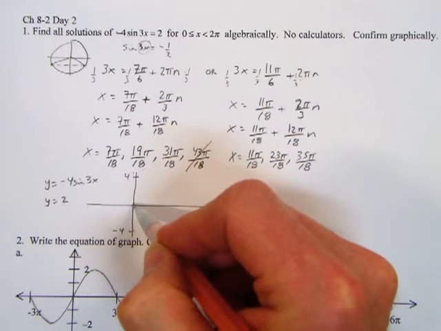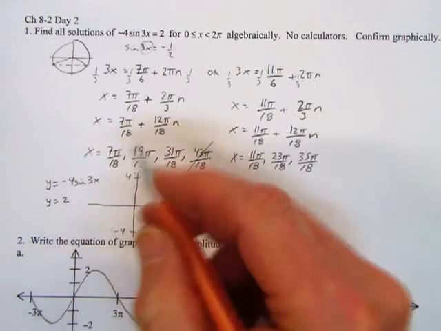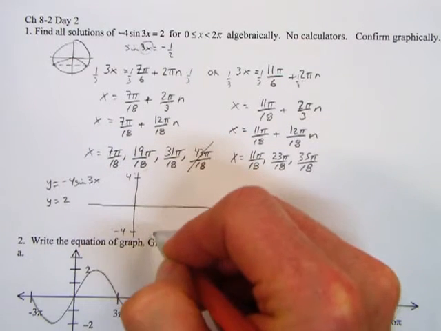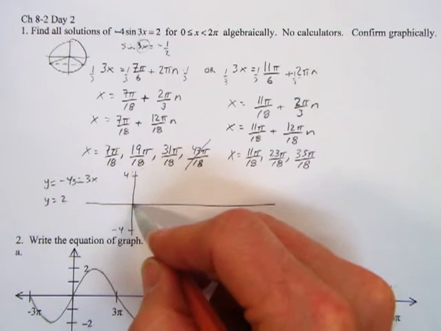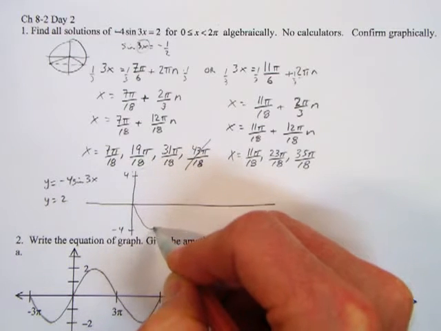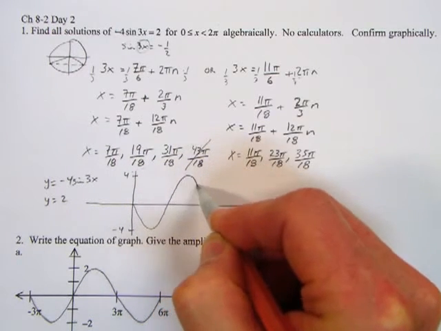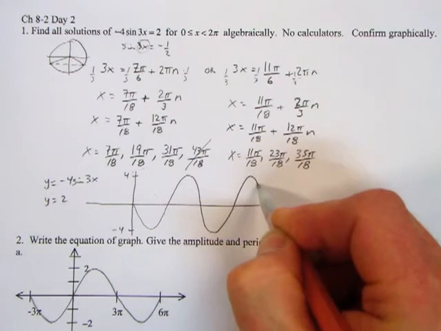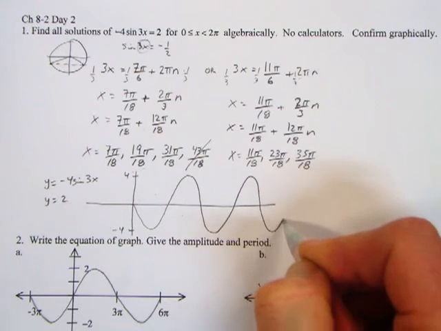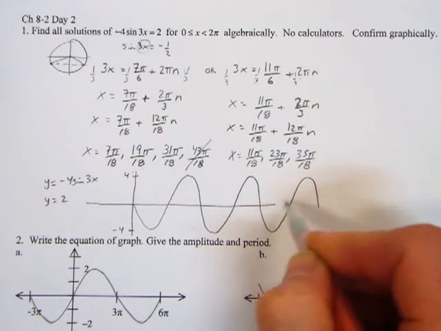Sine normally starts by going up, so the -4 means it'll go down. And then the 3 means we're going to have 3 complete cycles. There's 1, 2, 3.